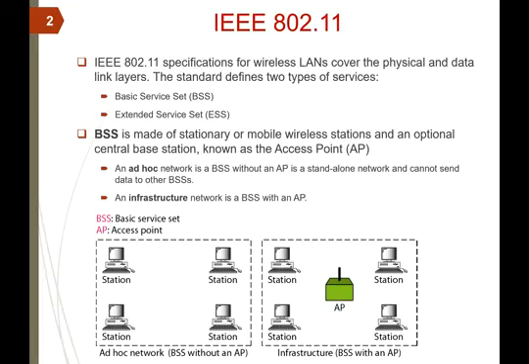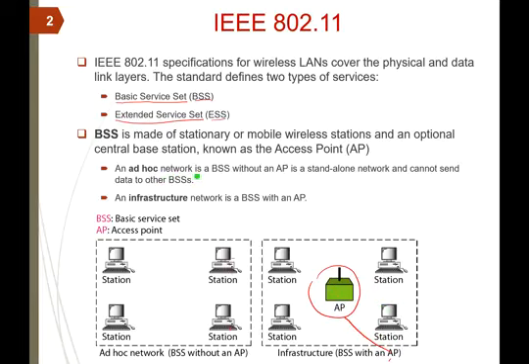The standard defines two types of services. So this standard, the IEEE 802.11, defines two types of services: the basic service set and the extended service set. We sometimes refer to them as BSS and ESS. BSS is made of stationary or mobile wireless stations, and an optional base or access point. So this is optional, not mandatory. You can have an ad hoc BSS without an access point, where devices can communicate without an access point, or you have the infrastructure mode BSS, which contains an access point.